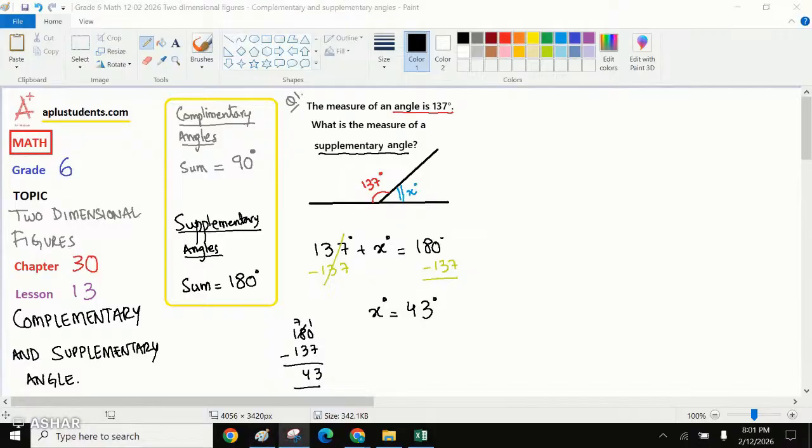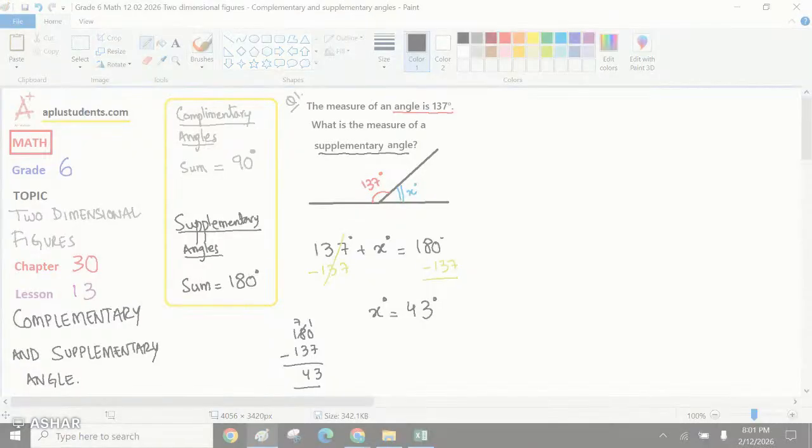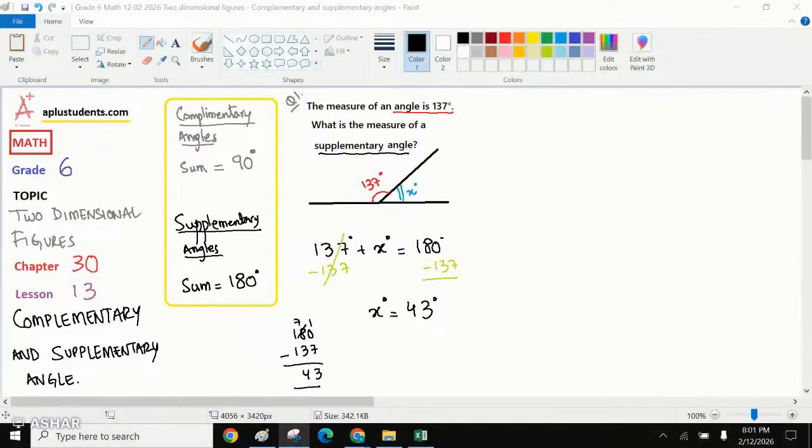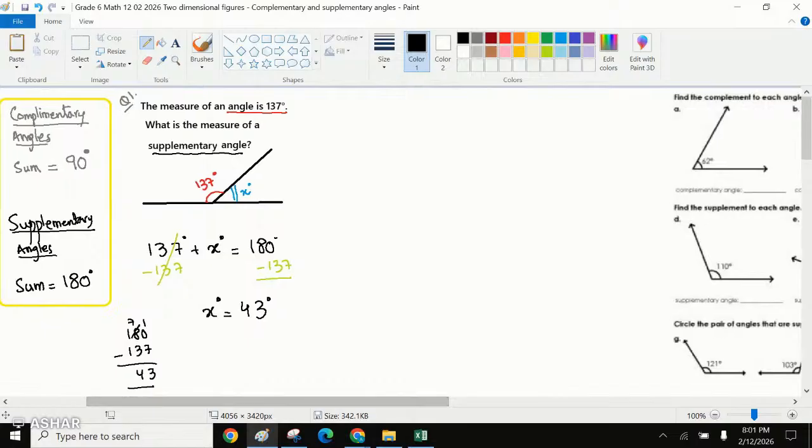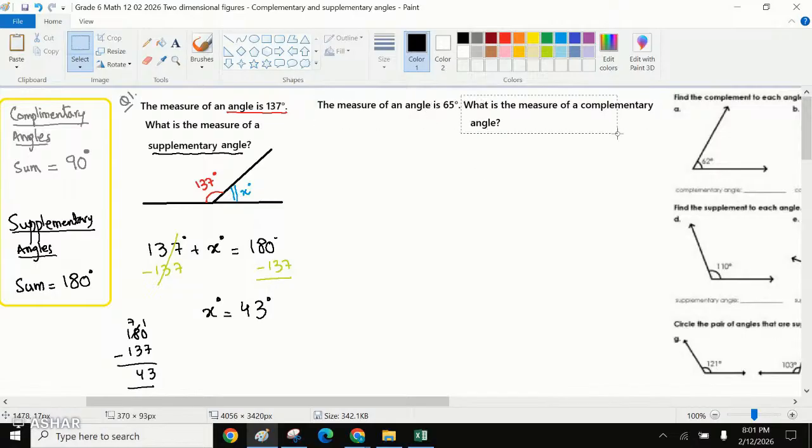The next question says the measure of the angle is 65. Find the complementary angle. We need to follow the terminology. I do have some questions for you. We would do those as well just for now.